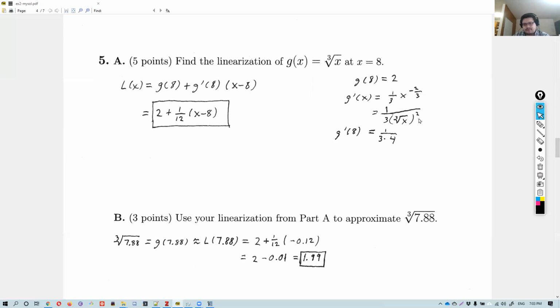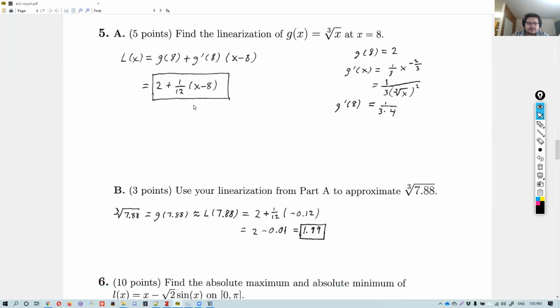And why is that useful? Because then I can plug in more easily. If I plug 8 into this, I get 2 here, and then I square the 2, so we get 3 times 4 in the denominator. And so g prime of 8 is 1/12, g of 8 is 2, and then we just have x minus 8. So this is our linearization.